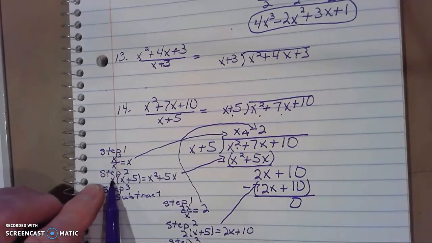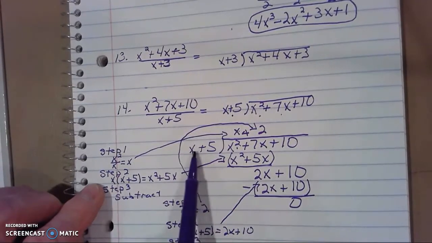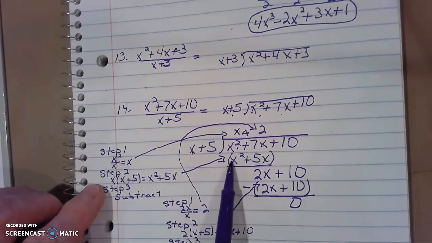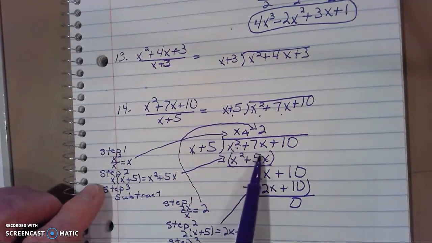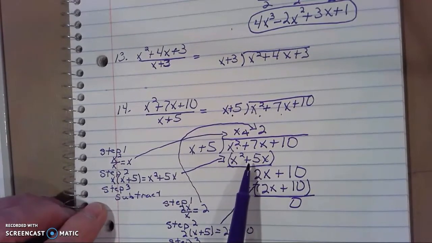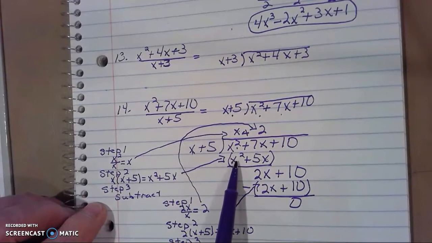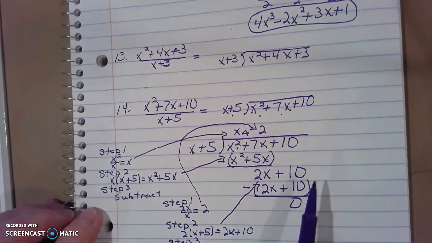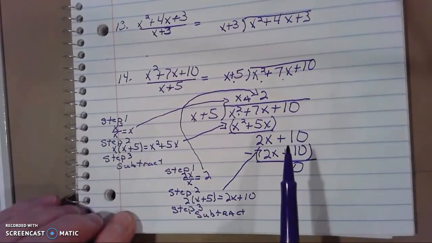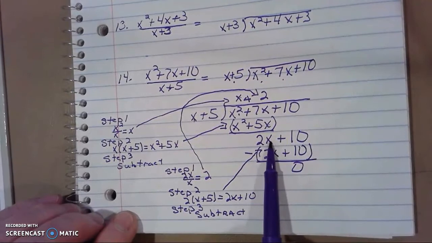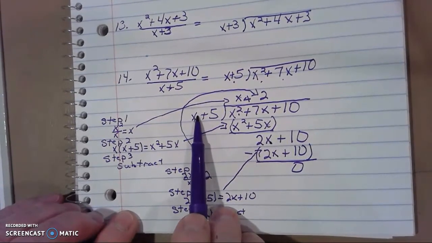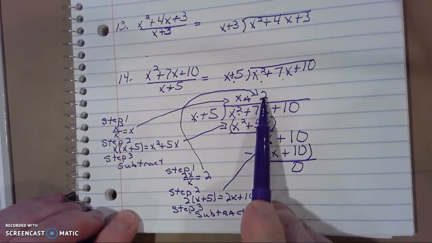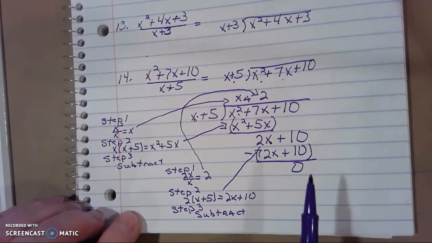Then we take that x times the divisor. X squared plus 5x is what we get. And then that goes right underneath what it's like up here. And then we subtract. X squared minus x squared, 7x minus 5x, 2x. And we bring the 10 down. We start all over again. We take this 2x divided by this x is 2. And that goes up as the second part of our answer. So our answer is going to be x plus 2.